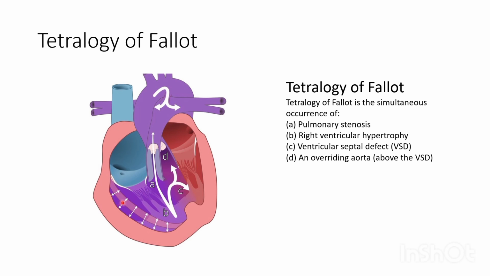Normally, deoxygenated blood in the right ventricle enters the pulmonary circulation via the pulmonary trunk for oxygenation. In tetralogy of Fallot, there is pulmonary infundibular stenosis that causes right ventricular outflow tract obstruction. So deoxygenated blood from the right ventricle, instead of going into the pulmonary circulation via the pulmonary trunk, bypasses it and enters the systemic circulation via the overriding aorta. This leads to cyanosis.